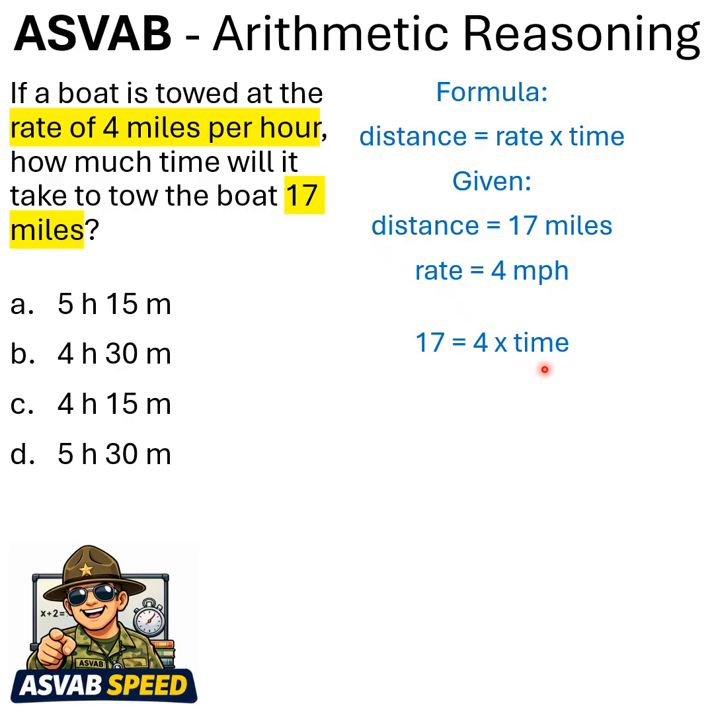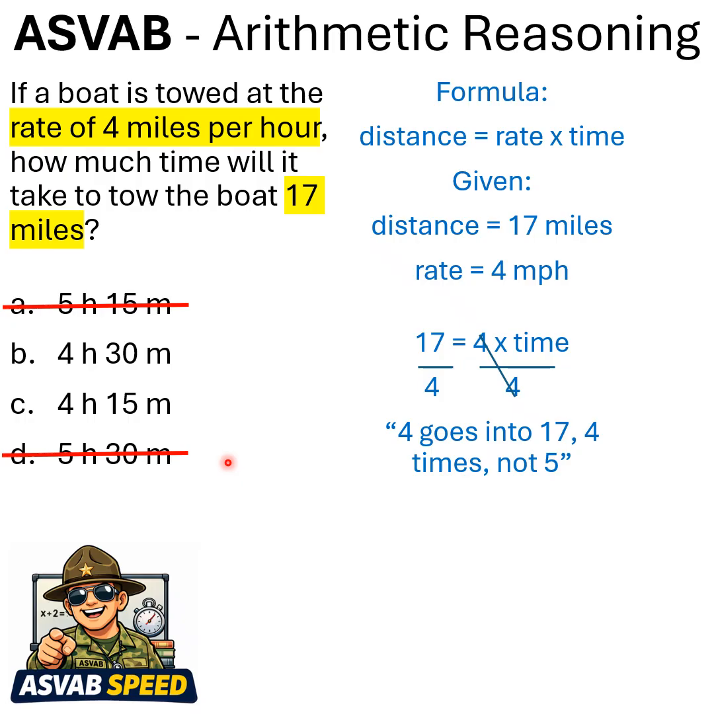Now we need to isolate time, so divide both sides by 4. Cross out the 4 on the right, and we're left with 17 over 4 equals time. Now, 4 goes into 17 4 times, not 5. So let's look at the answer key. We can eliminate anything over 5 hours, and we're only left with 2 options.